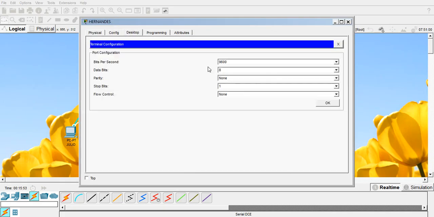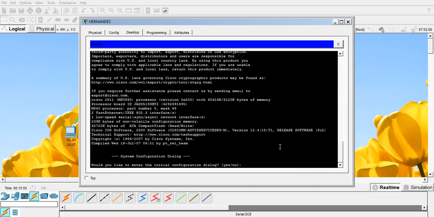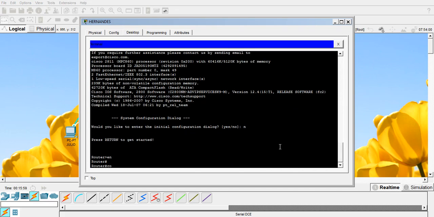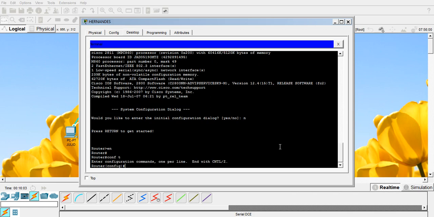On the third router, we'll name it what? I think this was named Madrid.